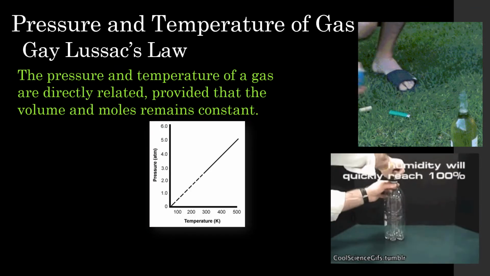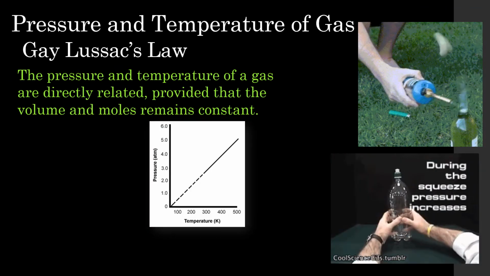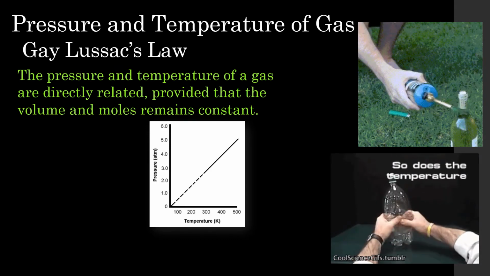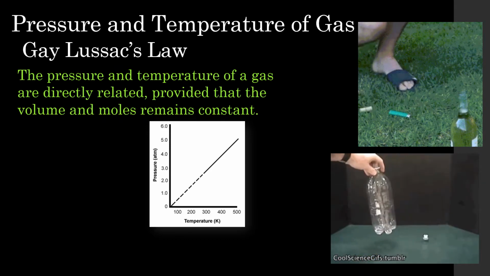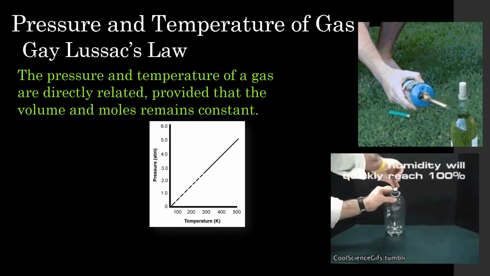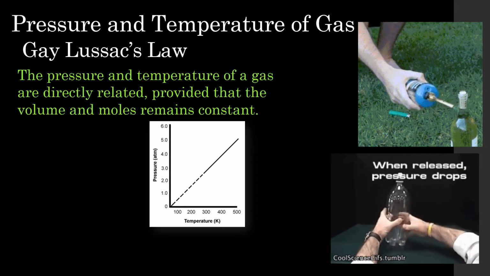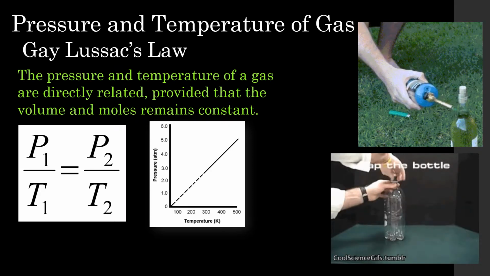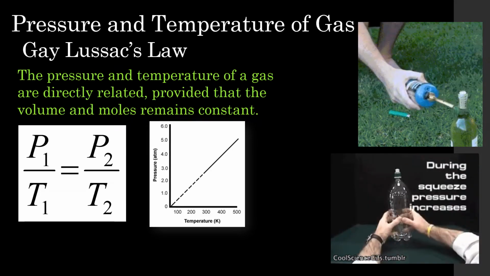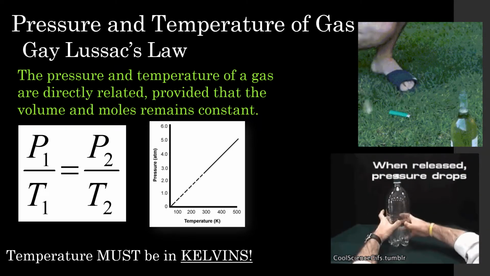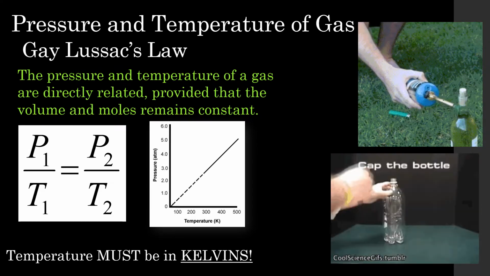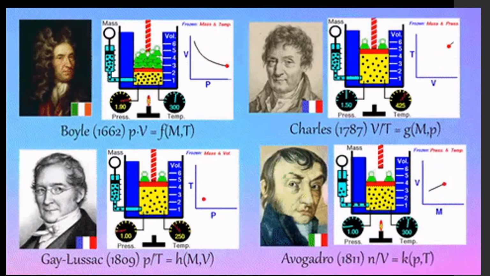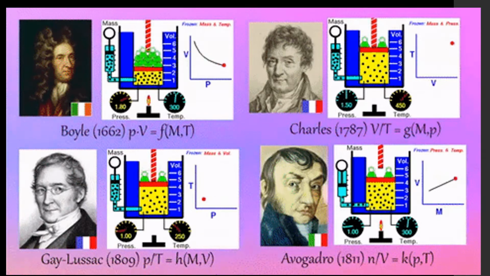Now the pressure and temperature of a gas are also related. So this is Gay-Lussac's law. The pressure and the temperature of a gas are directly related, provided that the volume and the moles remain constant. So we say that P1 over T1 equals P2 over T2. And temperature must be in kelvins. And you can see this summarized nicely here.